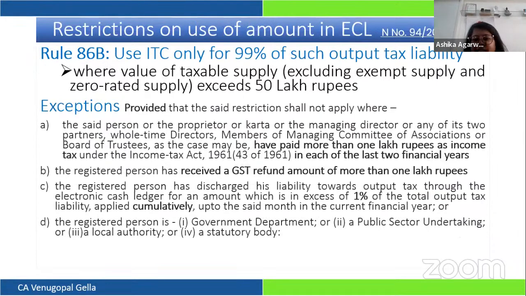Restriction of credit, as I said, if turnover is above 50 lakh, 1% needs to be paid in cash. But there is this exception. If we fall in this exception, then this limit will not be applicable. And this facility has also been enabled in the GST portal. On the GST portal there is an option where you can go and check about Rule 86B. In the return, there is Rule 86B.